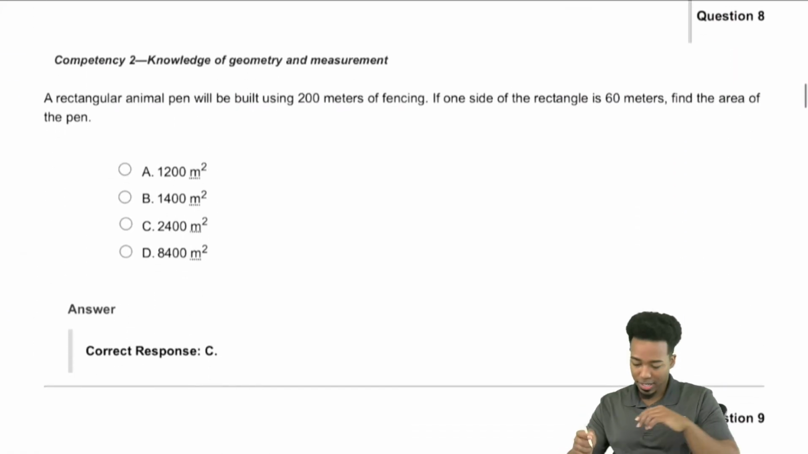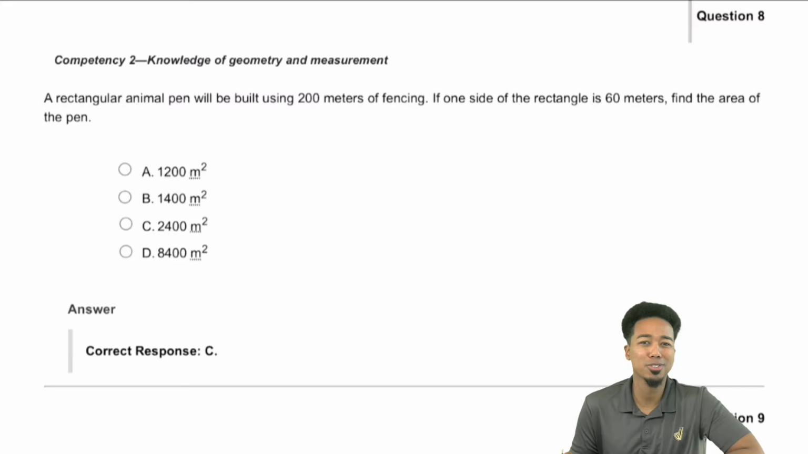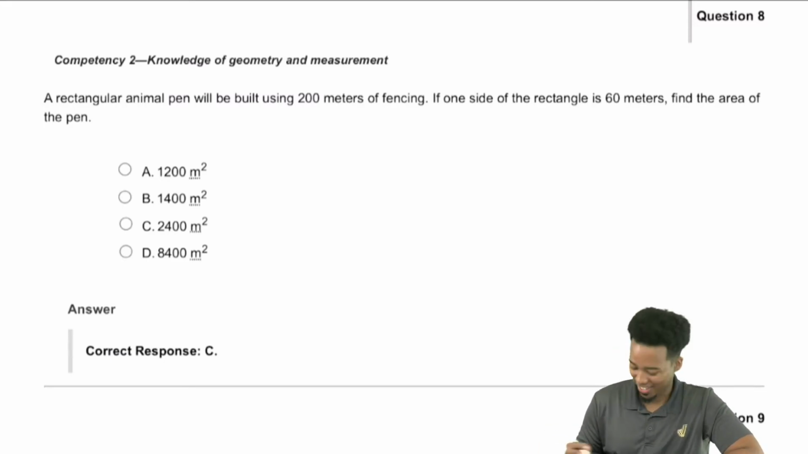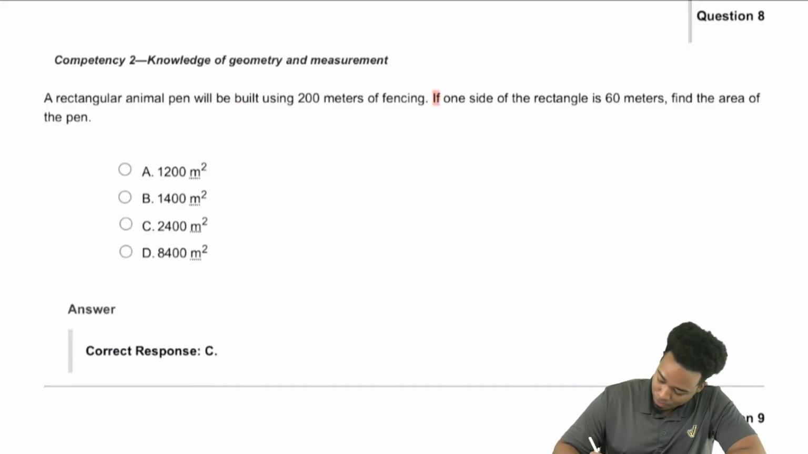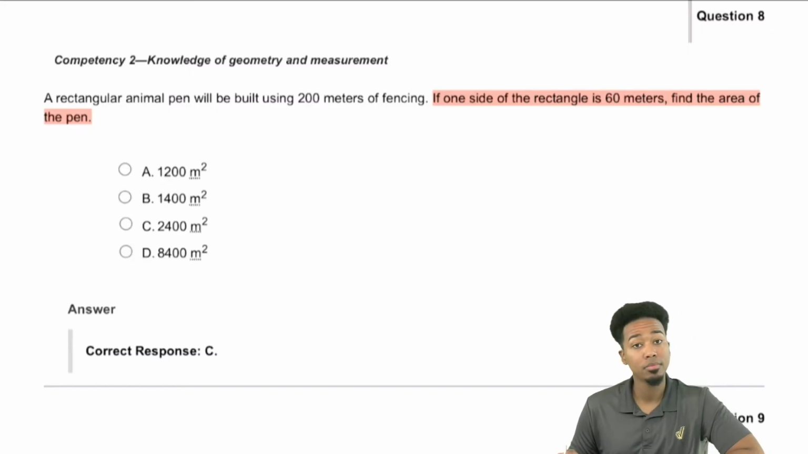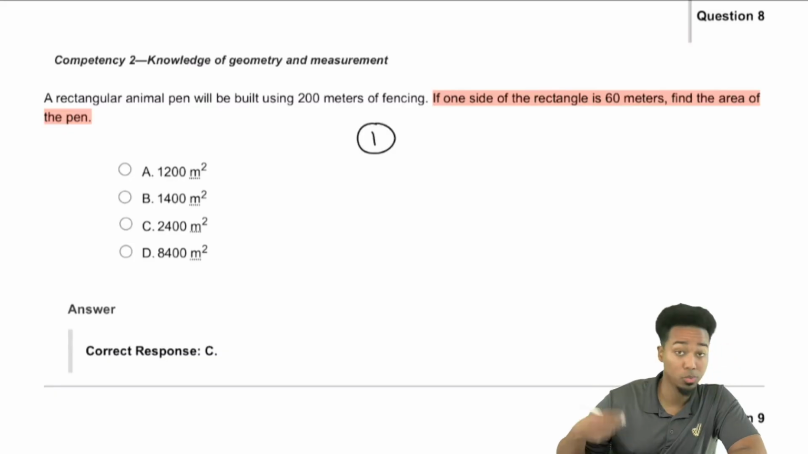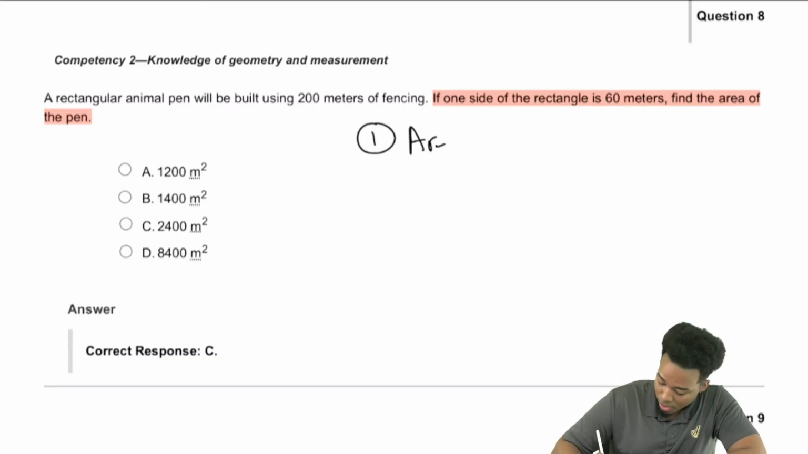Question number 8. So here, it says a rectangular animal pen will be built using, and so on. Again, what's the first thing we do? Read the question itself, the question sentence. What are we trying to get after here? So right here it says, if one side of the rectangle is 60 meters, find the area of the pen. Okay, cool. Sounds good. So it says rectangular animal pen. I want to find the area of this. So step 1, what's my question? What am I looking for? I'm looking for the area of the pen.